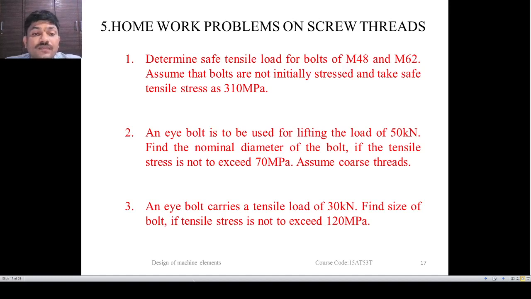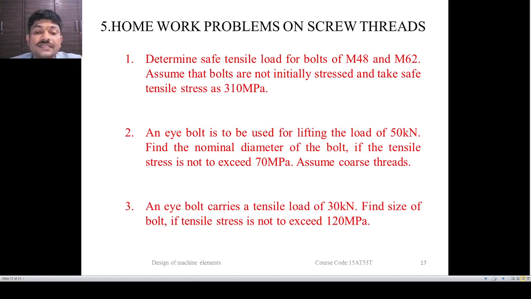Okay, you can solve. In the second one, an eye bolt is to be used for lifting a load of 50 kN. Find the nominal diameter of the bolt if the tensile stress is not to exceed 70 MPa, assuming coarse thread. This is similar to the first problem you have done, only the values are changing, so you can take reference of that. The tensile load P is 50 kN, that is 50 into 10 raised to 3 newton. Sigma t is also given. Solve in the same manner, assuming coarse thread. Okay, you can consider the third one.